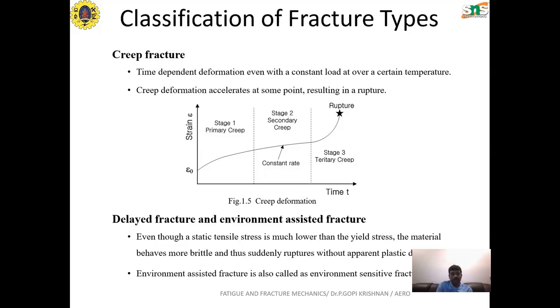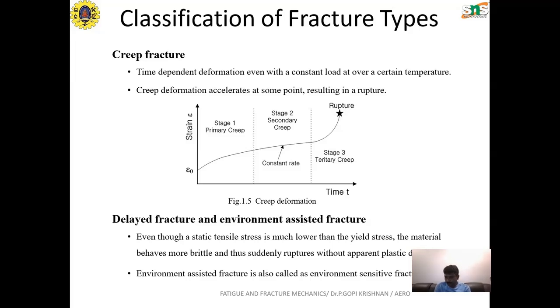So, this can be plotted in a strain time graph in this manner with three stages, which are named primary creep, secondary creep, and the tertiary creep. If the deformation is occurring as per the given graph, then it can be termed a creep fracture.